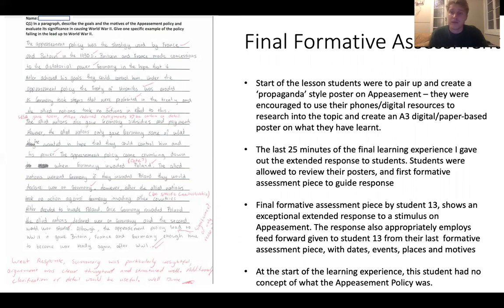So in the final 25 minutes of the last learning experience, I gave them this extended response question to do, which essentially asked them in a paragraph to describe the motives and goals of appeasement and evaluate its significance in causing World War II. And I wanted them to give an explicit example of appeasement failing.